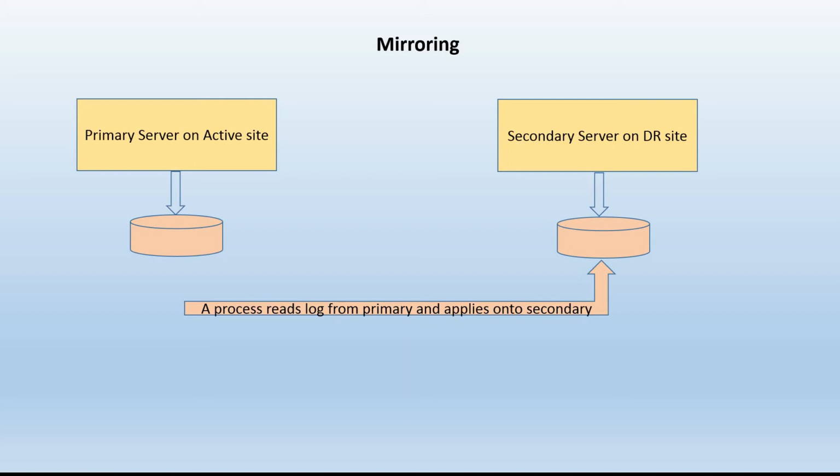Next, we talk about mirroring. As we said, mirroring is an enhanced version of log shipping, in which a process runs to read the logs from the primary server and applies those changes onto the secondary server. In mirroring, the database is in read-only mode, but in log shipping you have an option to have the database in read-only mode or no read mode. Did I say in mirroring you have a secondary server in read-only mode? No, it's not read-only mode. You cannot read the data.